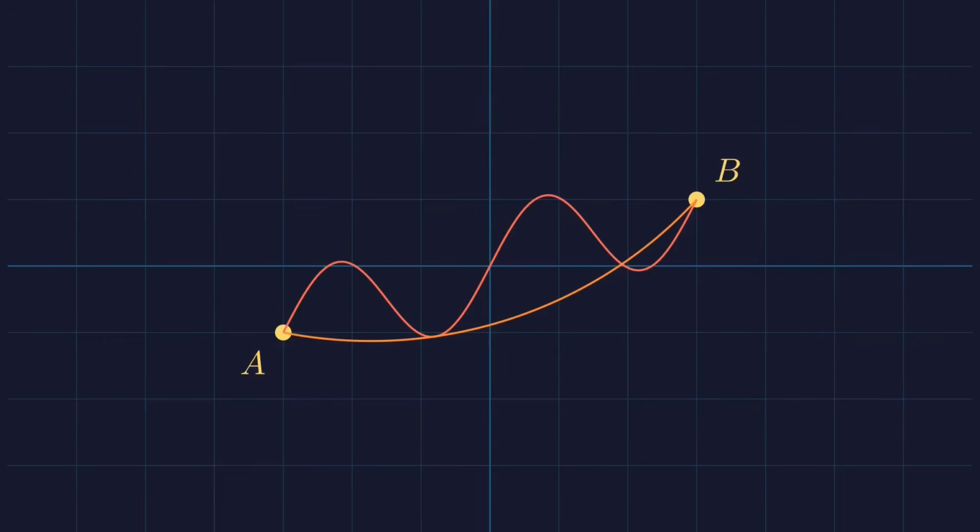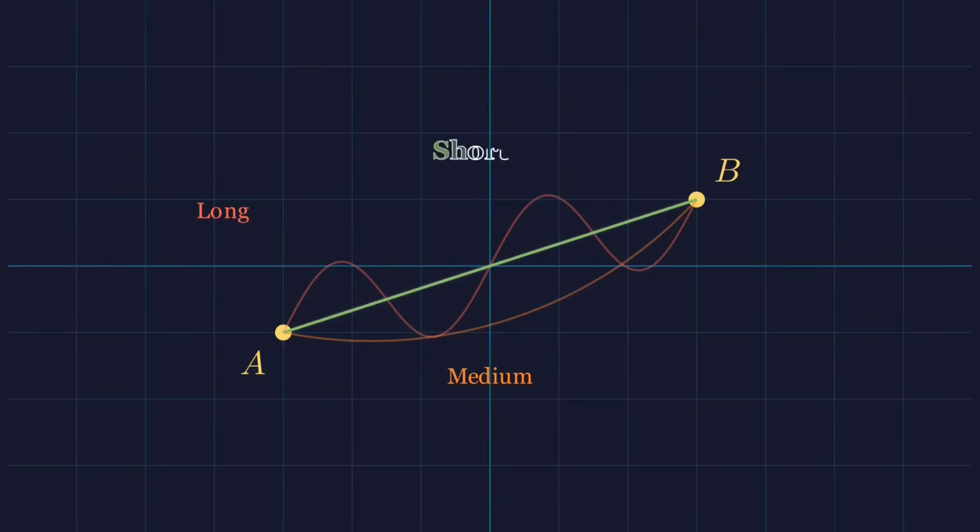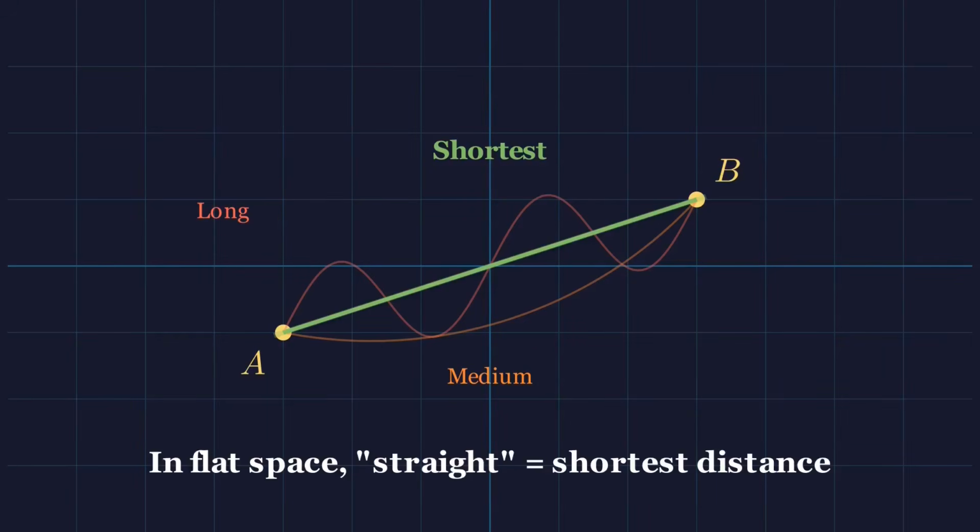In flat space, we intuitively know that the straightest path between 2 points is the shortest. Let's see this visually with 3 different paths from A to B. The wavy path wanders and wastes distance. The curved arc is better, but still not optimal. The straight line is clearly the shortest. In flat space, straight equals shortest distance.